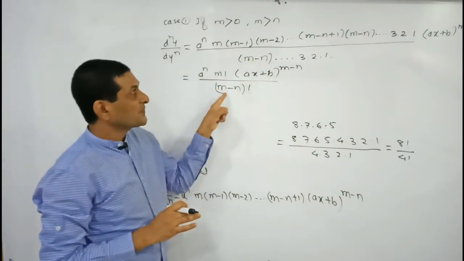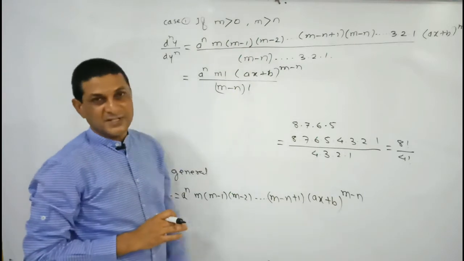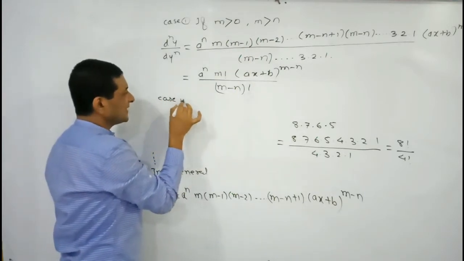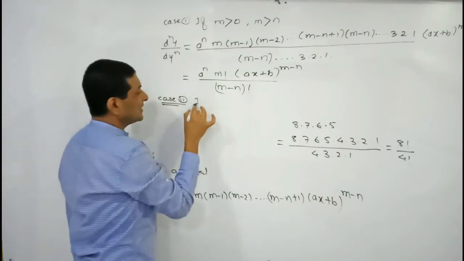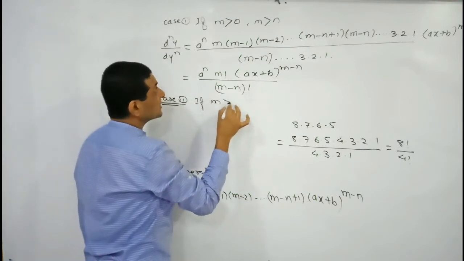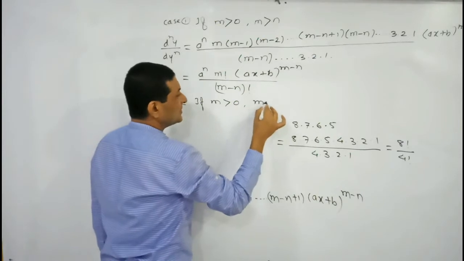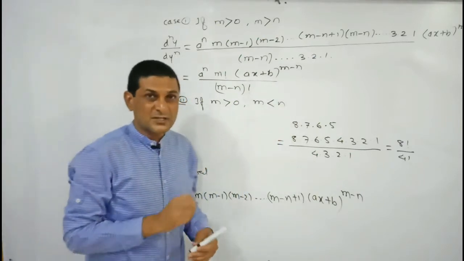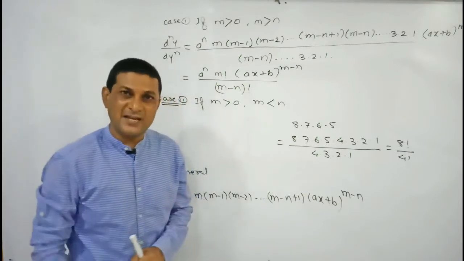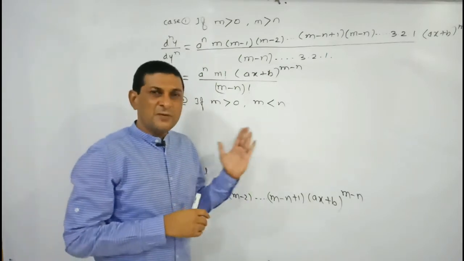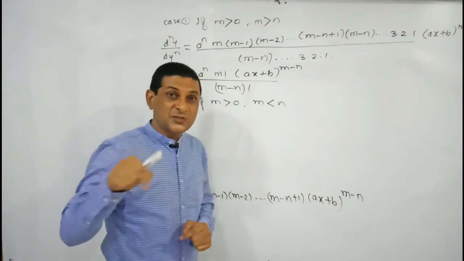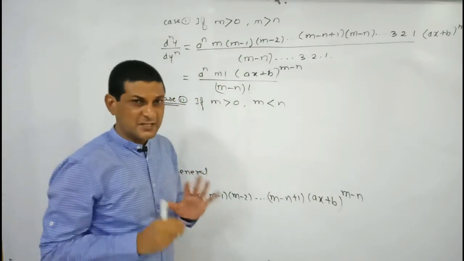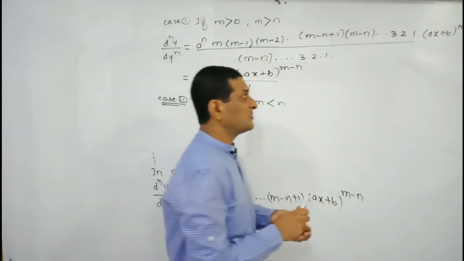So in this way, we are writing the derivative in the first case. Now let us consider the second case. In case second, we are considering that m is positive, m is greater than 0, but m is less than n. Now try to understand the meaning of m being less than n. In this case, if m is less than n, let us see what value of nth order differentiation we will get. We will try to understand it by considering one example.